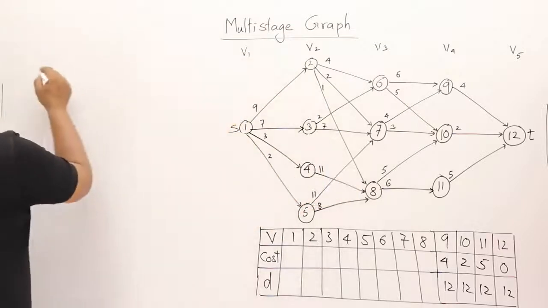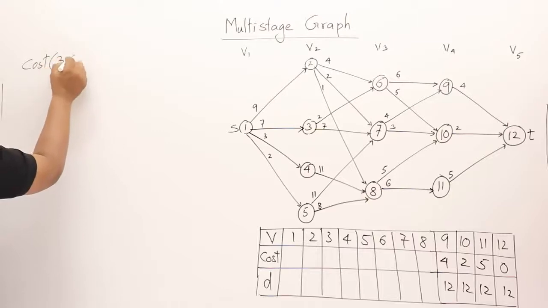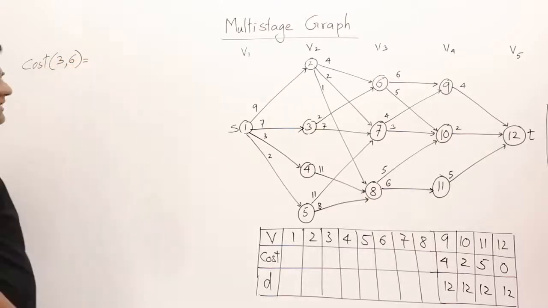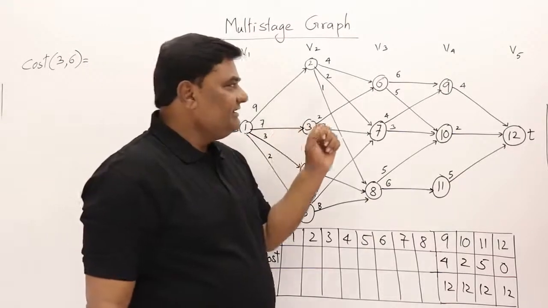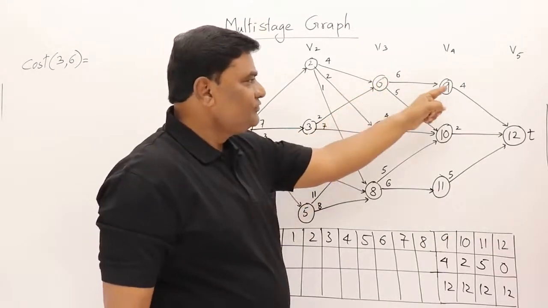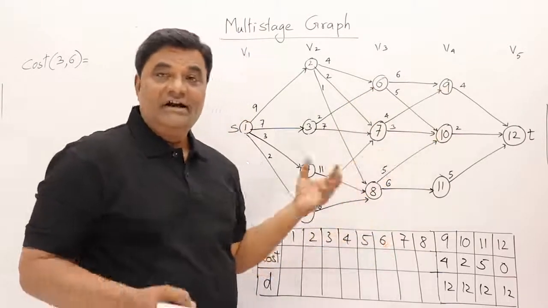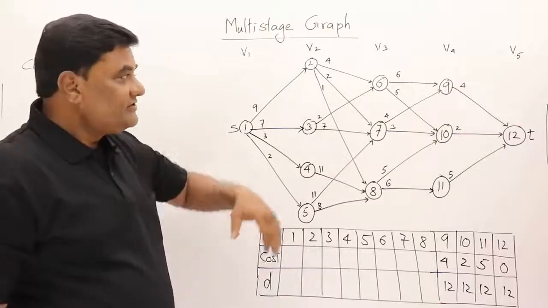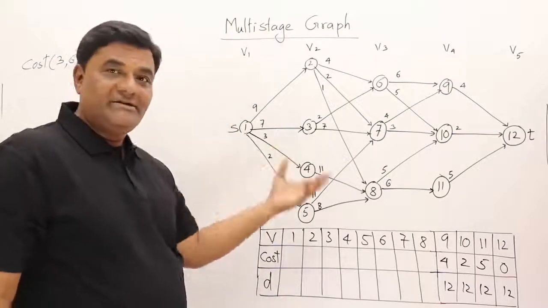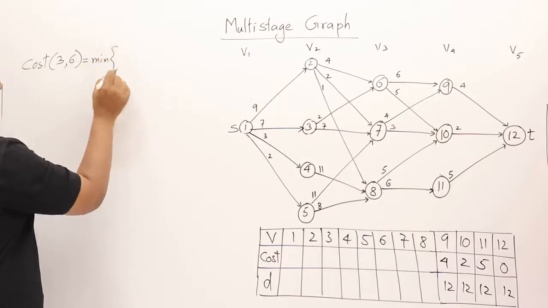So first 6, cost of third stage 6th vertex. Now from here if I see, there are two edges coming out. So this is 6 to 9 as well as 6 to 10. So which one I should select? I should select the minimum cost. So let us consider both, then select the minimum. So I have to select minimum of what?